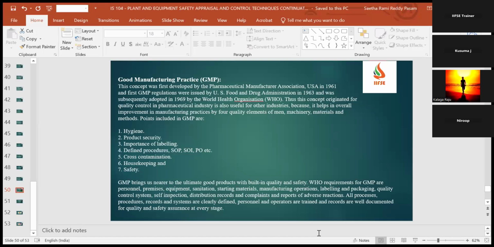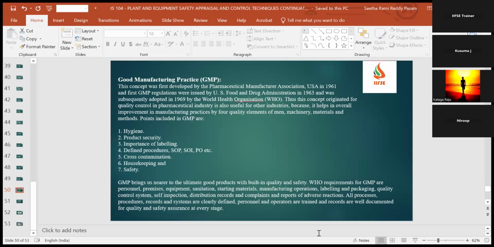Here are some of the points GMP majorly focuses on: hygiene, product security and importance of labeling, defined procedures such as SOPs or standard operating procedures, cross contamination, housekeeping, and safety. These are the few concepts GMP majorly takes care of. GMP brings us nearer to the ultimate good product with built-in quality and safety. Basically, the ultimate goal of GMP is to give a good quality product along with safety.